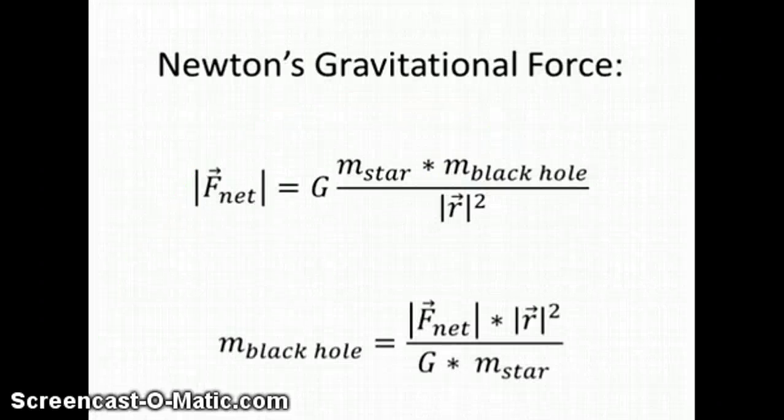The computational model successfully predicted the mass of the black hole through using Newton's gravitational force, which is the magnitude of the net force, which equals the gravitational constant, which is 6.7 times 10 to the negative 11th, times the mass of the star times the mass of the black hole, divided by the magnitude of the radius squared. The mass of the black hole, after rearranging the equation, was found to be 2.38 times 10 to the 31st kilograms. While using VPython, the initial conditions were entered.